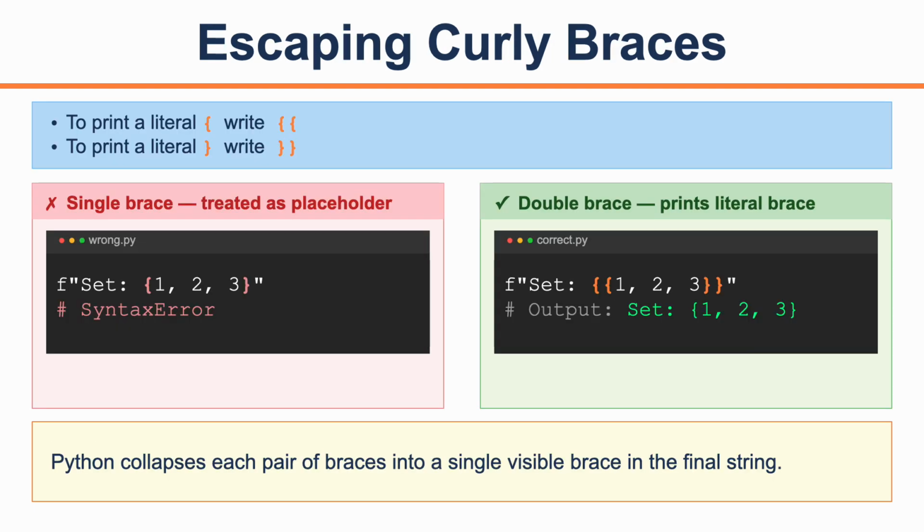Sometimes you need a literal curly brace to appear in your output. To show one opening brace, write two opening braces. To show one closing brace, write two closing braces. Python collapses each pair into a single visible brace in the final string.